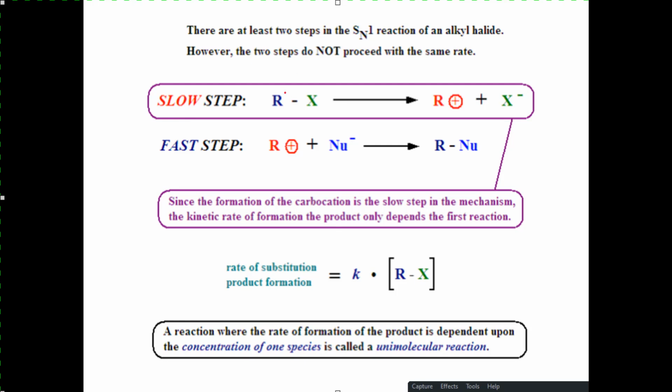So simplifying this, we have a first step, which is the alkyl halide breaking the carbon-halogen bond to make the carbocation, and then a second step where the nucleophile adds its pair of electrons to the carbocation to form the product.